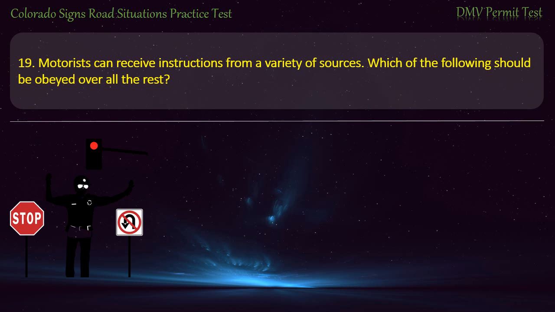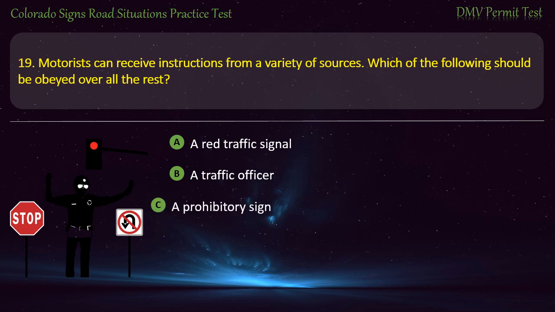Question 19. Motorists can receive instructions from a variety of sources. Which of the following should be obeyed over all the rest? A red traffic signal. A traffic officer. A prohibitory sign. A stop sign. Answer. A traffic officer.